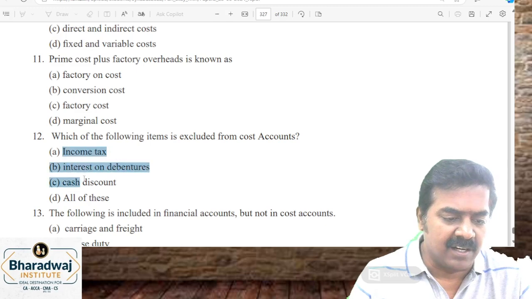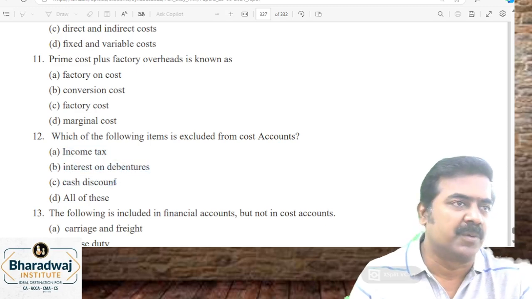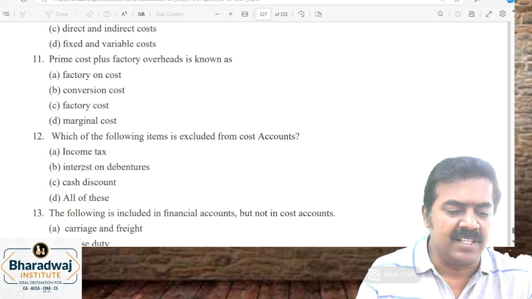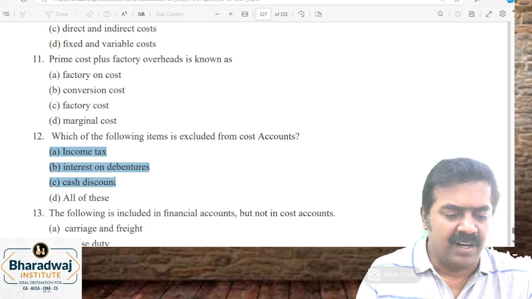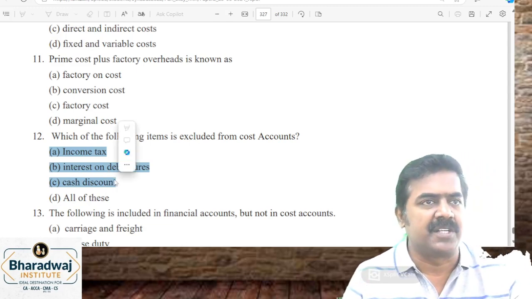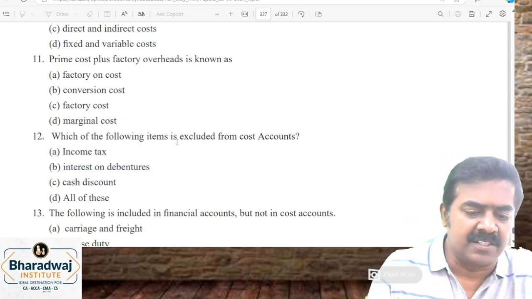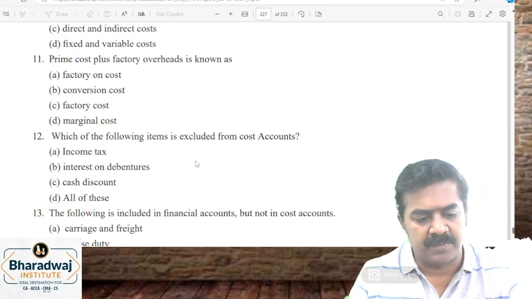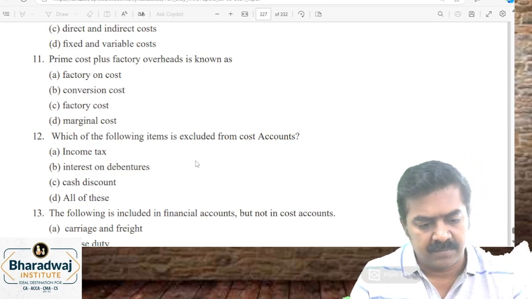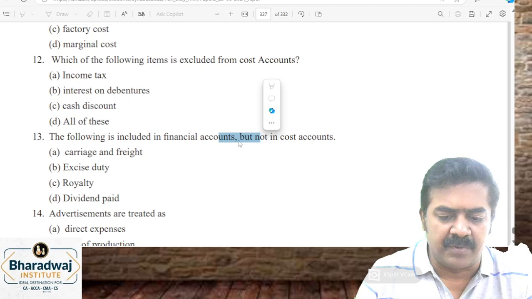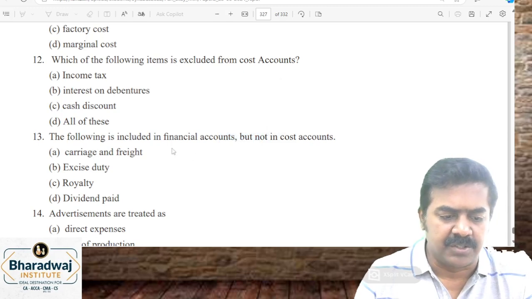All these things are not the cost that is included in which one? Cost accounting. Why? All these are not cost. All these are like expenses. Are they connected with production, administration and selling? No. So these costs are excluded from which accounts? Cost accounts. Next part. The following items are included in financial accounts but not in cost accounts.